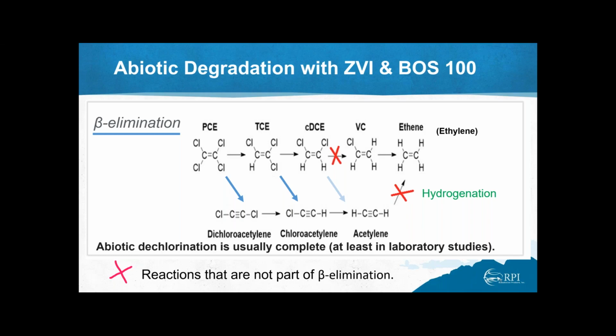That's true as far as the beta elimination goes as a description of that reaction, but hydrogenation will take you to ethene and ethylene, which is a different spelling of the same word, without too much issue. The value of this beta elimination is it's effective over a wide range of concentrations.